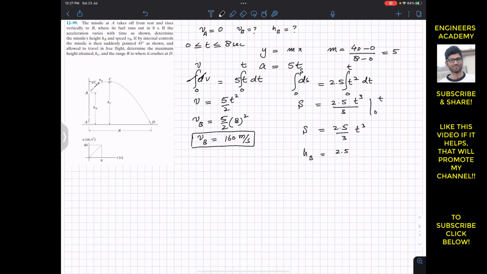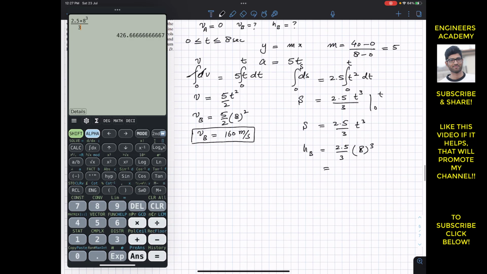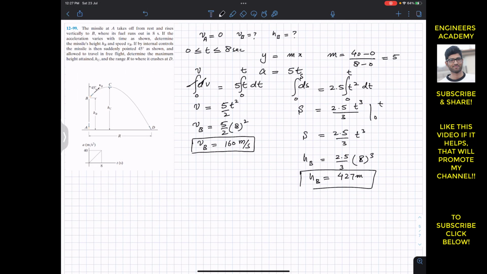So that is 2.5 divided by 3, and we have to put t equals 8 seconds. So this is 8 to the power 3. So this is 2.5 multiplied by 8 to the power 3 divided by 3. So this gives us 427 approximately. So this is 427 meters. So after 8 seconds, the missile has a velocity of 160 meters per second, and it travels a vertical distance of 427 meters.